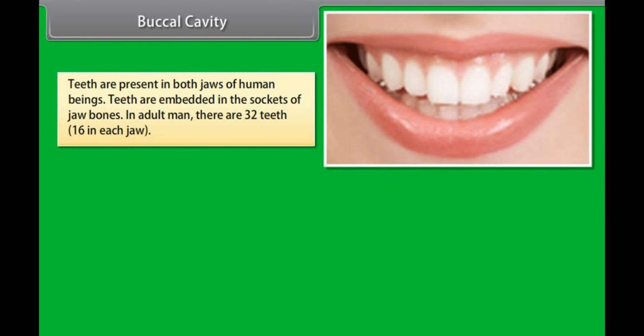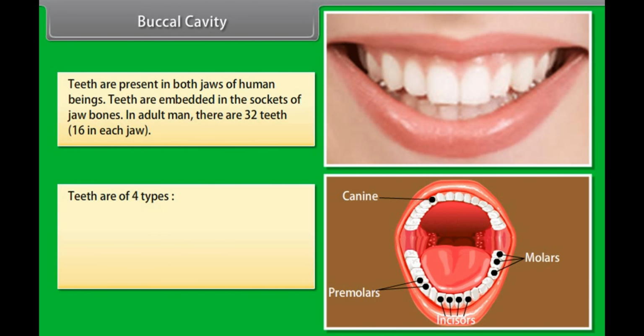Teeth are present in both jaws of human beings. Teeth are embedded in the sockets of jaw bones. In adult man, there are 32 teeth, 16 in each jaw. Teeth are of 4 types: incisors, canine, premolars, molars.